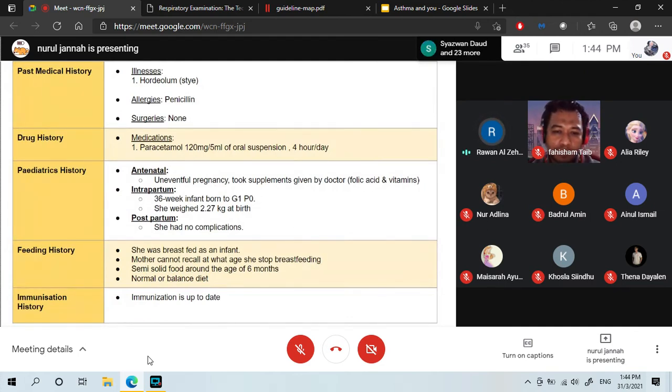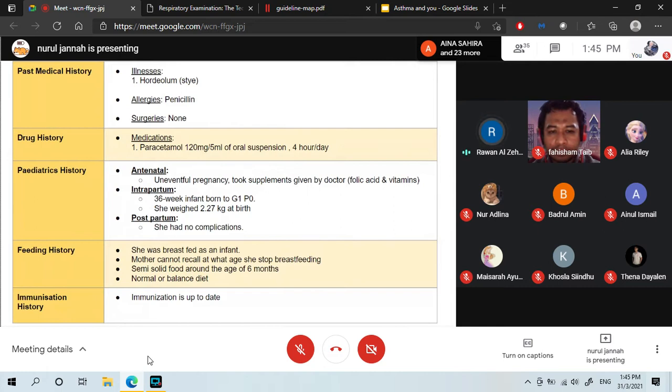pregnancy, she took supplements from a doctor, such as folic acid and vitamins. Intrapartum, 36-week infant, born to gravida 1 para 0. She weighed 2.72 kilogram at birth, normal. Postpartum, no complication. For feeding history, she was breastfed, but the mother cannot recall exactly when she stopped breastfeeding.